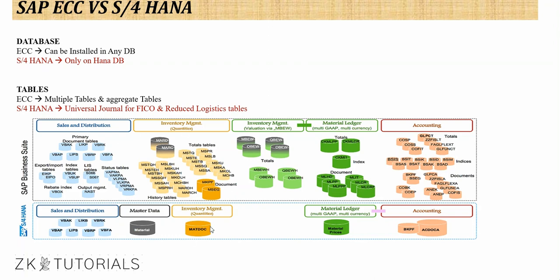You can see here this picture. You can understand here in the top column, this is what we have in particular in ECC. You can see how many tables we have. This is for sales, this is for inventory management, and this is for accounting. You can see how many tables we have for this one.